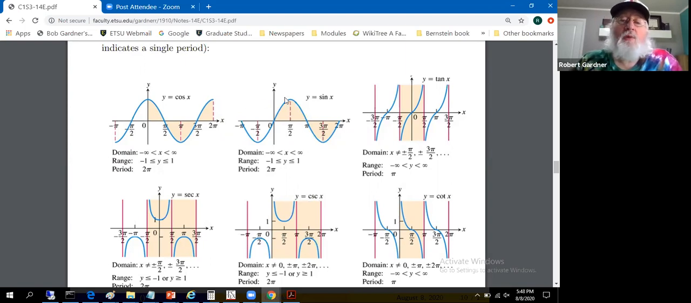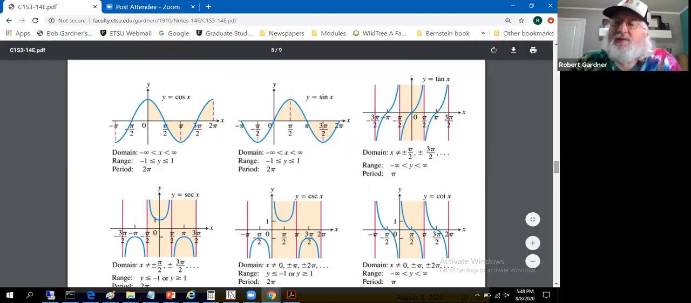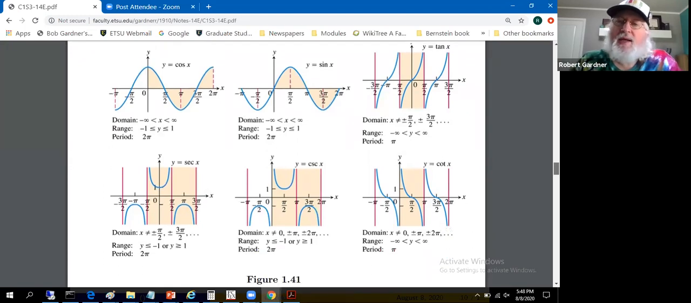Sine and cosine were always between 1 and -1. Secant and cosecant are never between 1 and -1. Well, they do take on the extreme values 1 and -1, but they never take on other values strictly between -1 and 1. So there's the graphs of the 6 trig functions. We'll probably recall those now and again.